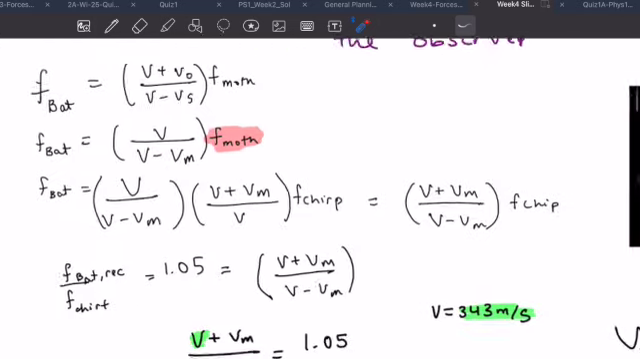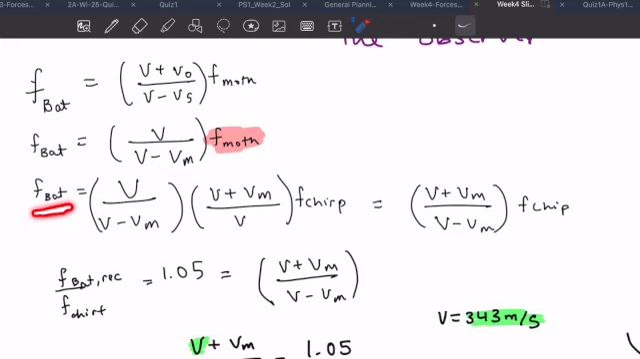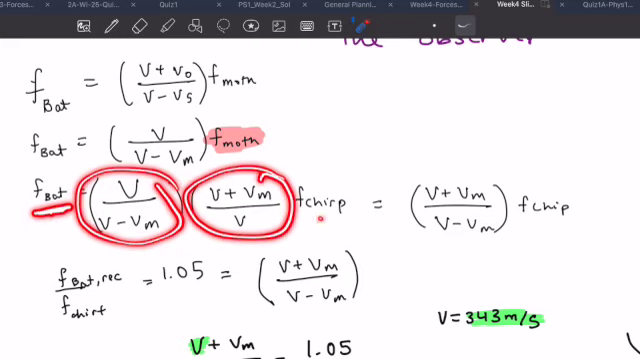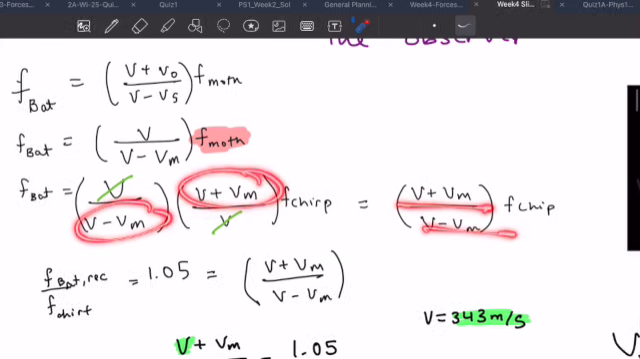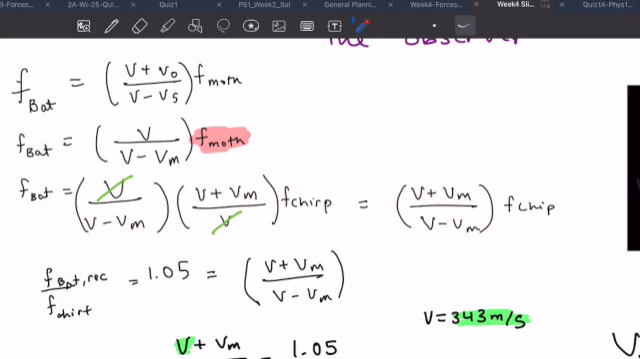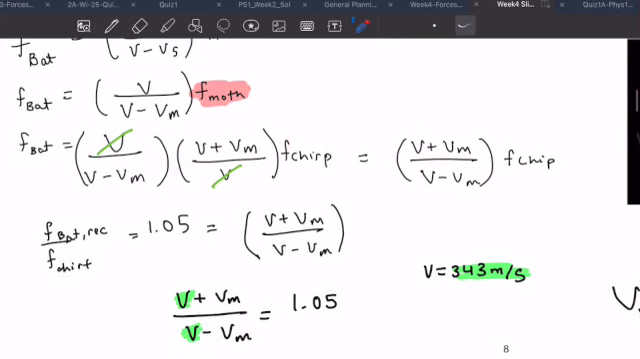Now we put everything together. What the bat hears and receives back is the product of these 2 quantities times the original chirp frequency. Notice the factor of V on top and bottom here cancels out. If we multiply these 2 fractions, we get V plus Vm on top and V minus Vm on the bottom, times f chirp. Then I've gone ahead and divided both sides by f chirp, because that's what's given to us.